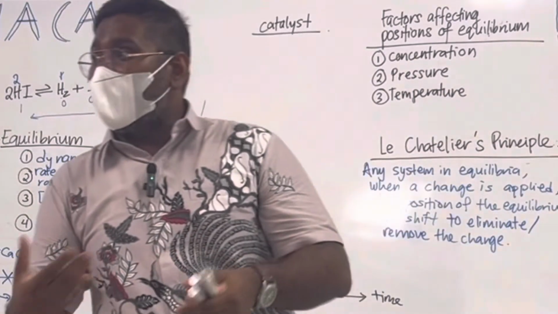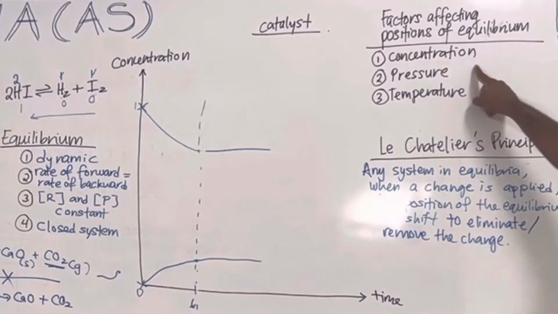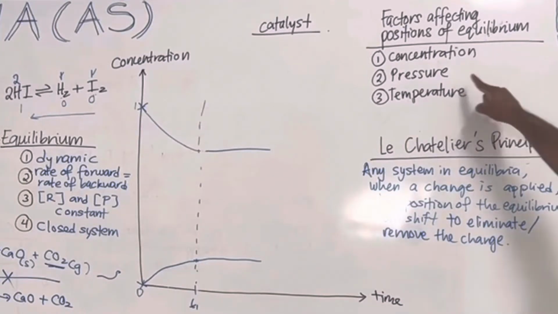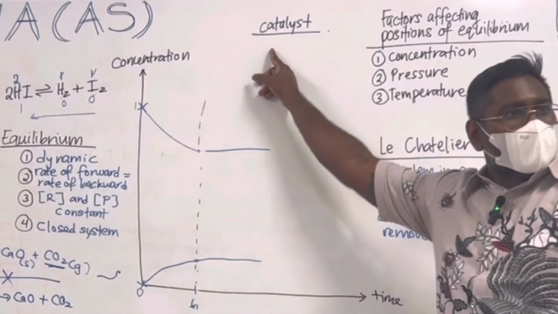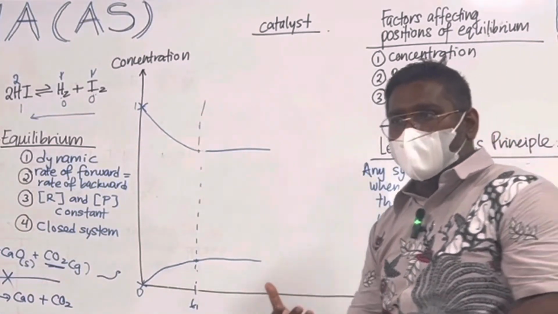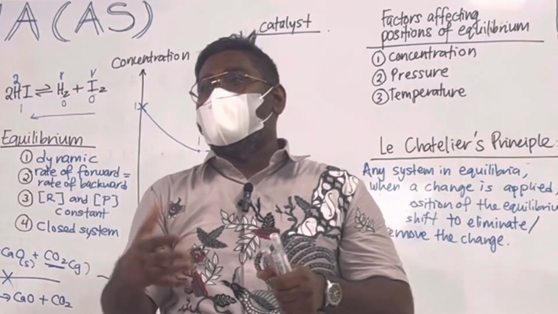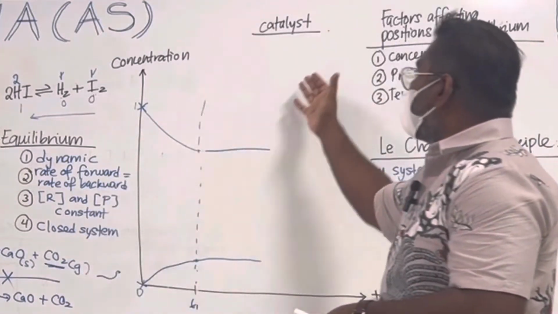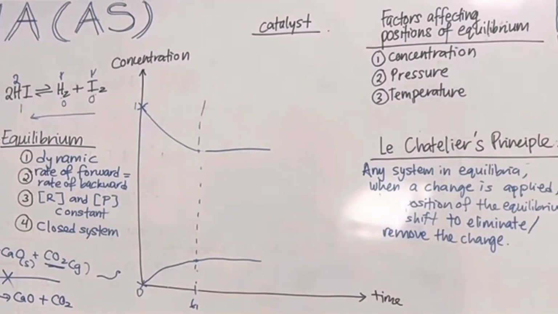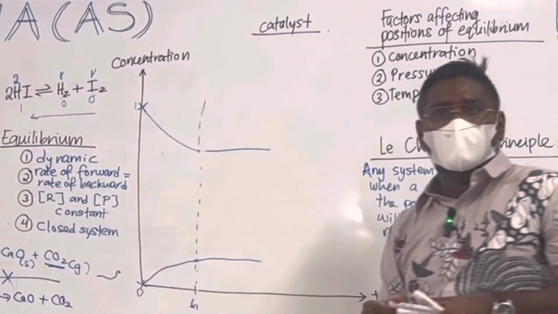These changes can exist in form of concentration. It can exist in form of pressure. It can exist in form of temperature, but not in form of catalyst. Because just now I told you, catalyst only increases the rate of reaction, and it increases both forward and backward reaction rates. So if you look over here, let's say I am going to look at concentration, and I show you using this graph.